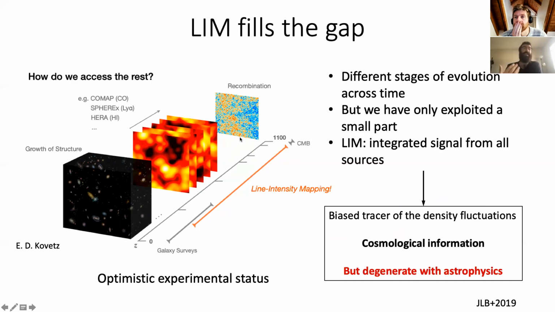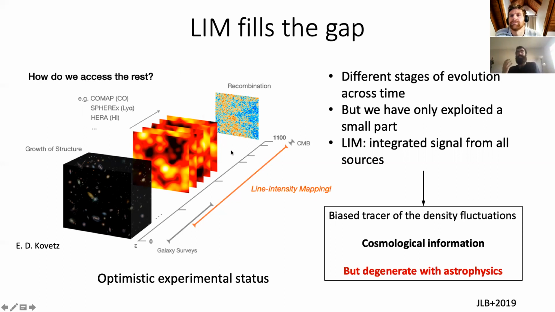And since the emission of this line depends on the abundance of the gas, that could be related with the matter overdensities. This is a biased tracer of the density fluctuations, and it contains cosmological information. Therefore, it will help us to probe cosmology on this redshift range.